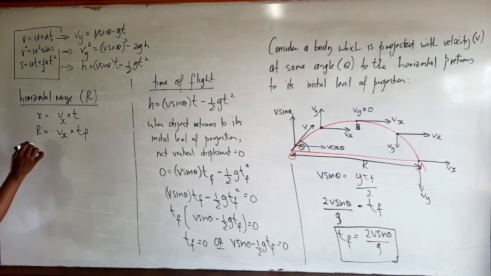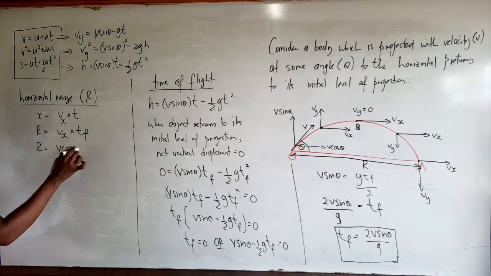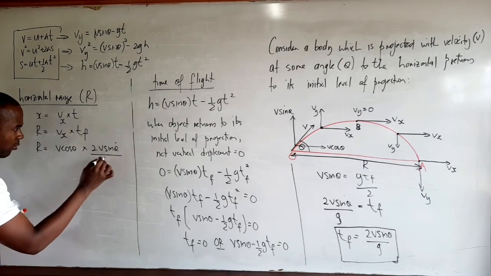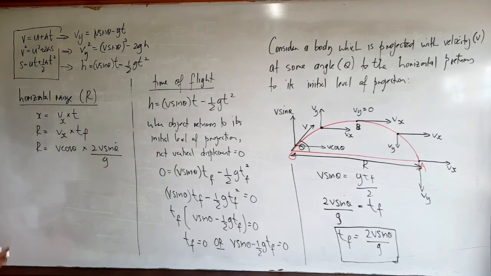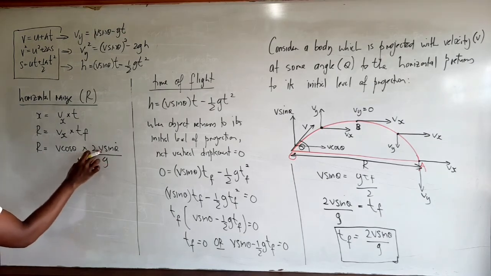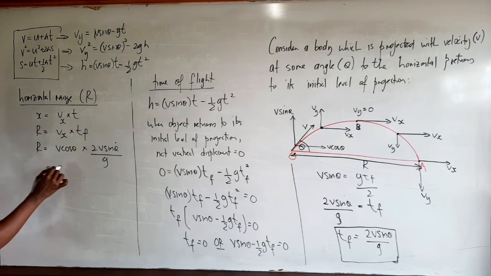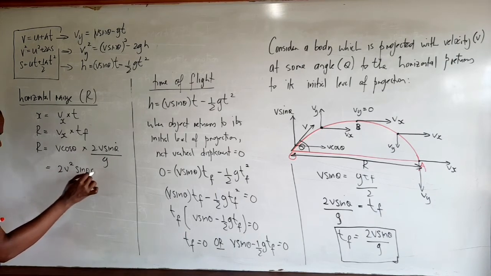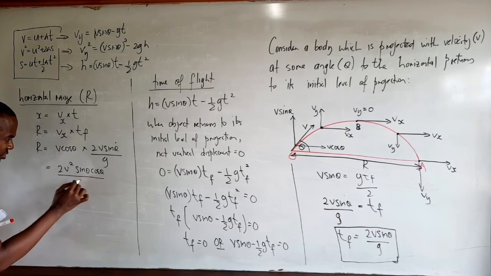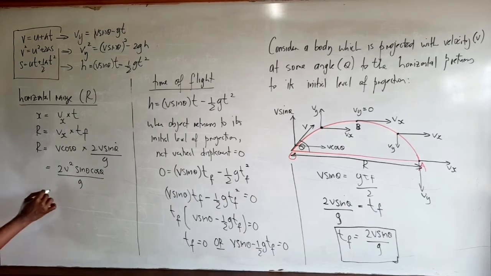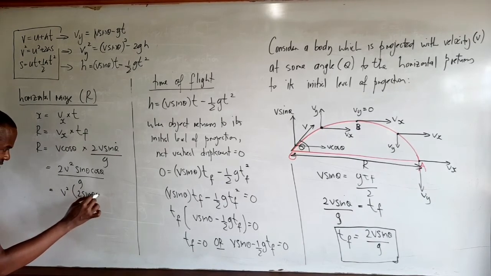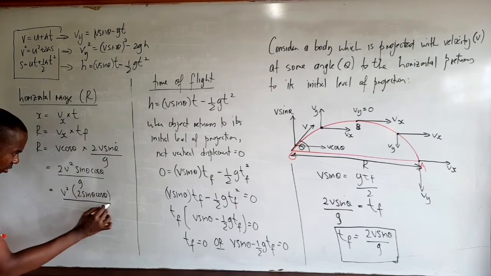And so what we get is this. We get R is equal to v cos theta times 2 v sin theta all over g. And we will simplify this. So v times v, that is v squared. So what we get is 2 v squared sin theta cos theta over g. So this is the same thing as v squared times 2 sin theta cos theta all over g.